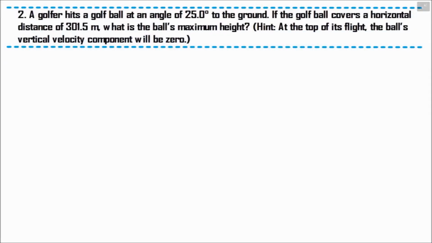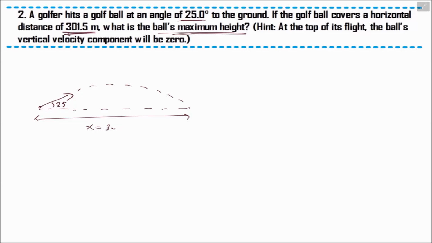Hello, welcome everyone. In this question it says a golfer hits a golf ball at an angle of 25 degrees to the ground. If the golf ball covers a horizontal distance of 301.5 meters, what's the ball's maximum height? So if we draw it like this, the angle is 25 degrees and it will go like this. And the x is given, which is 301.5. And the question asks what is the maximum height?